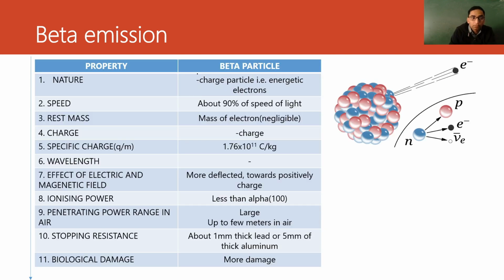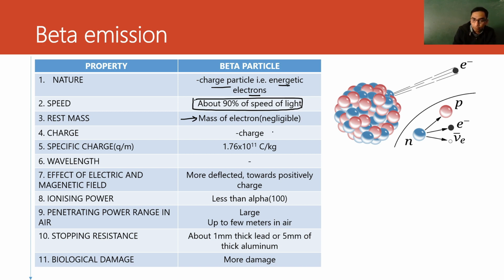Now let's talk about the properties of beta particles. Nature: they are negatively charged, energetic electrons, since they are produced by the breakage of a neutron into a proton as well as an electron. The speed is almost 90% of the speed of light. The rest mass is very, very negligible. If this particle were at rest, then as per Albert Einstein's relationship of rest mass that comes out of the theory of relativity, we don't need to go into that much detail, but its mass is negligible.